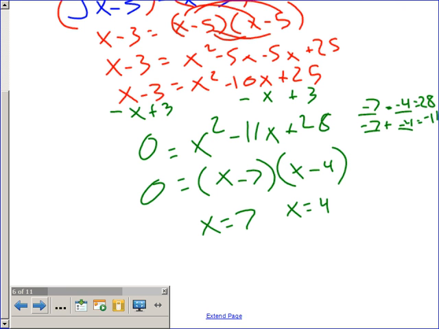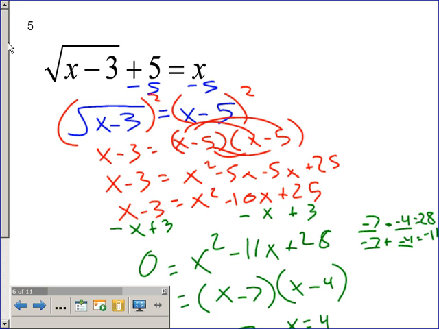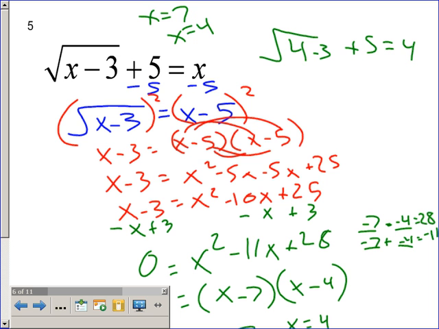But we have to check both answers. So, we go up to our original equation. And we had said that x equals 7 and x equals 4. We'll see which one works. We're going to plug it in. So we'll start with 4. Square root of 4 minus 3 plus 5 is 4. 4 minus 3 is 1. So square root of 1 plus 5 equals 4. 1 plus 5 equals 6. Well, that doesn't work, so let's try 7.